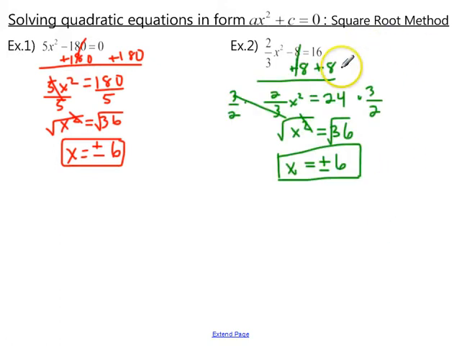In the second example, you should add 8 to both sides first, and when we're trying to get rid of that 2/3 that's multiplied by the x squared, we want to multiply by the reciprocal. So flip the fraction and multiply both sides by 3 over 2. That way these fractions will cancel out. Then you're left with your x squared equal to 36. Then when you take the square root of both sides, you should get an answer of x equals plus or minus 6.